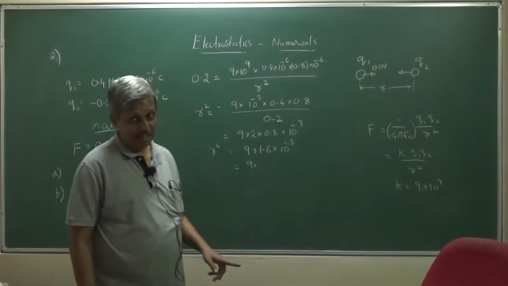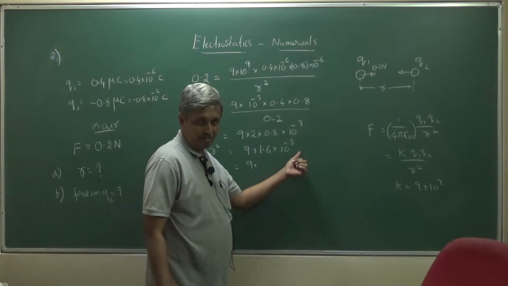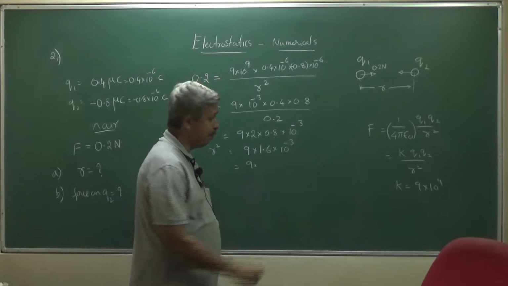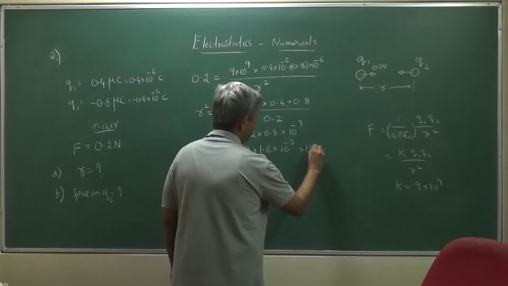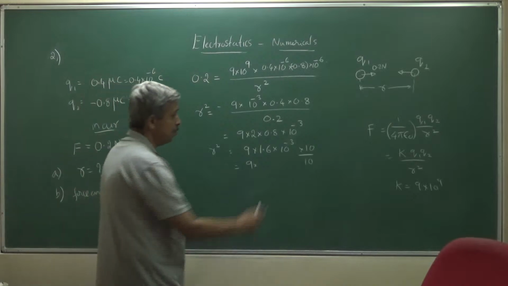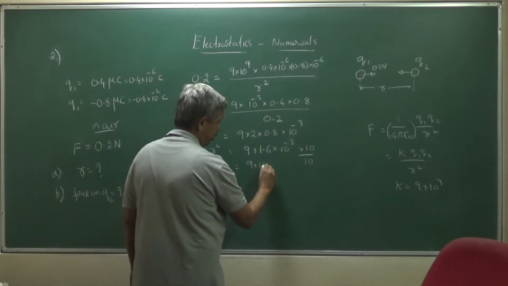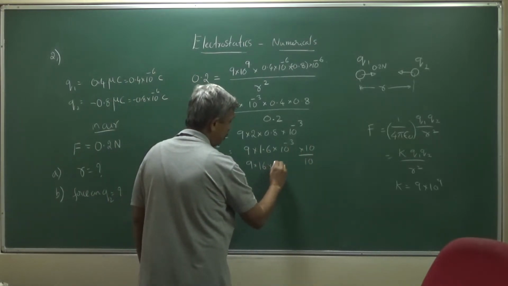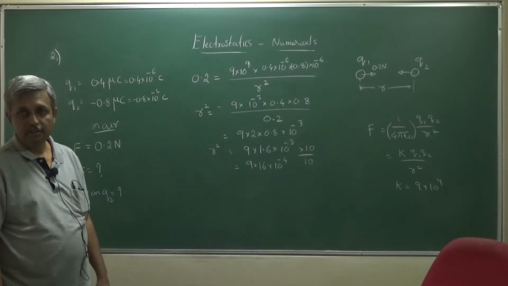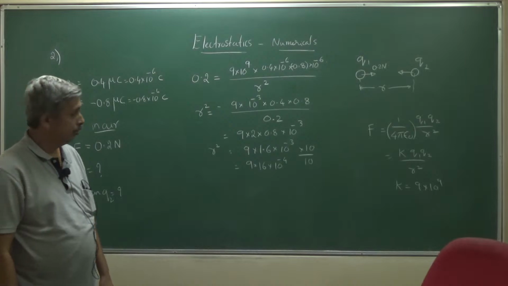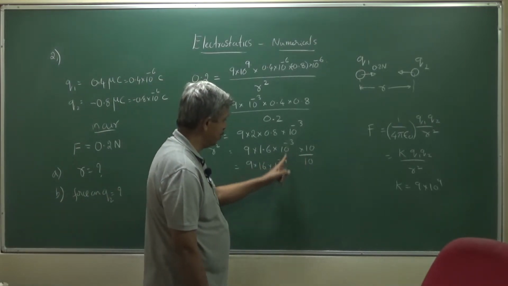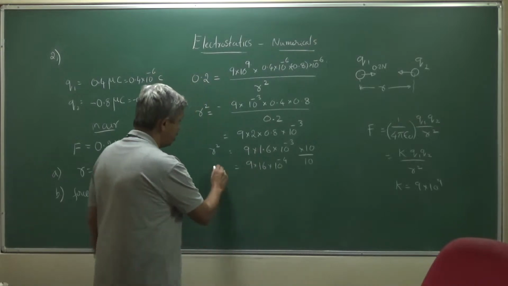So I can do it like this. I can multiply and divide by 10. If I multiply and divide by 10, what will happen? Multiplying by 10 will go here and become 16. Dividing by 10 will go here and become 10 power minus 4. So this is multiplied by 10, and this is divided by 10. Now I got r squared.